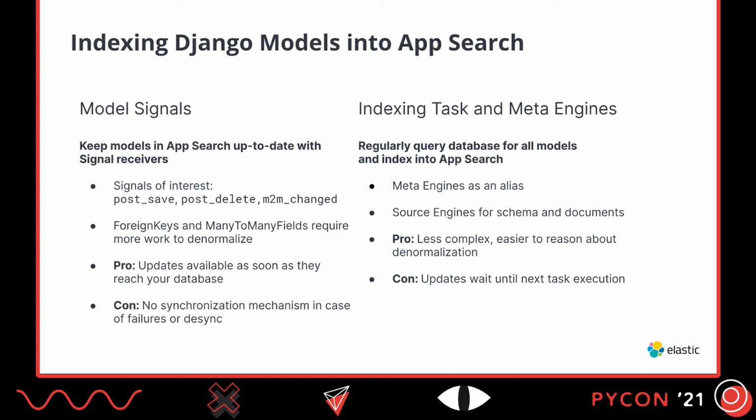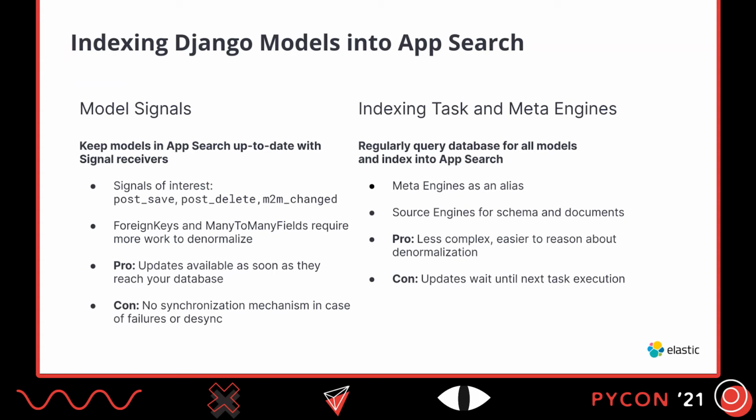As long as updates to the database are all done through Django, this will keep your AppSearch documents up to date automatically. However, if you have modifications to the database outside of your Django application, those updates wouldn't be captured by AppSearch as they won't trigger a signal in Django. This implementation will make sure updates to your primary data store are immediately available within AppSearch, but has no mechanism for recovery if the two get out of sync.